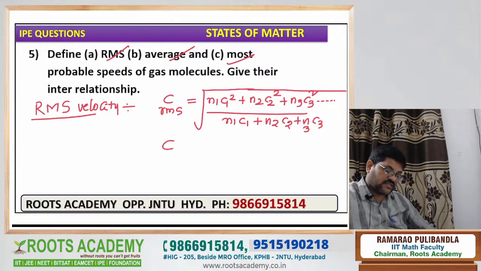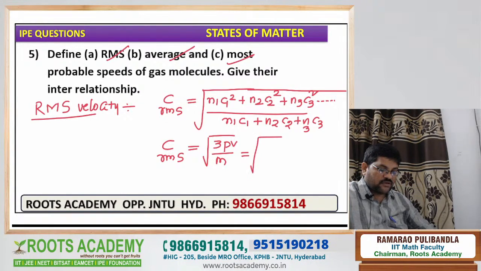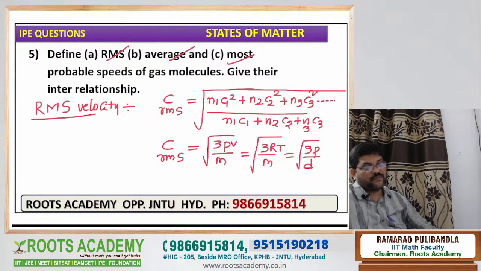Now one more formula is there. The RMS velocity C is equal to root over 3PV by M, which equals root over 3RT by M. Mass by volume is called density, so it is also root over 3P by D.